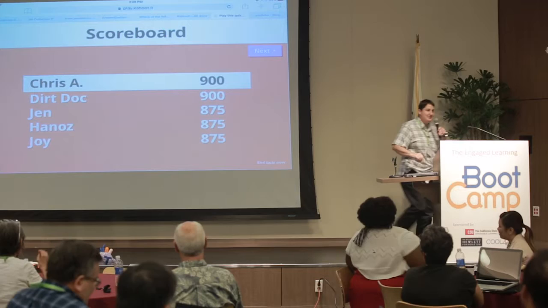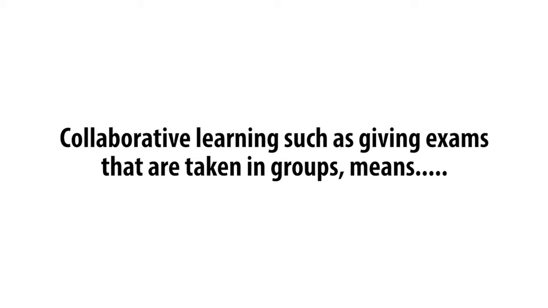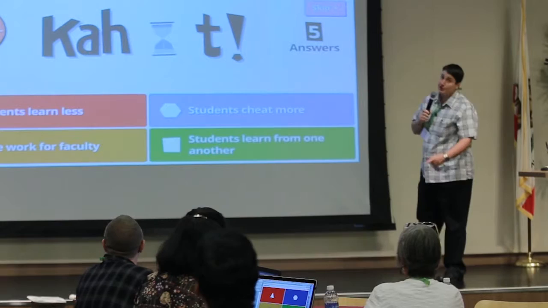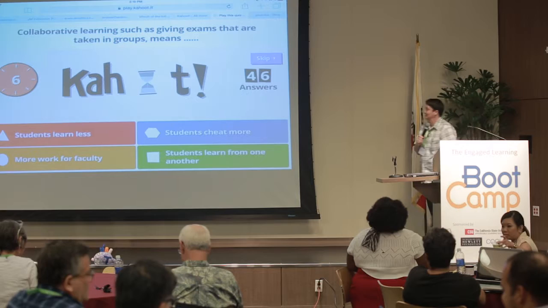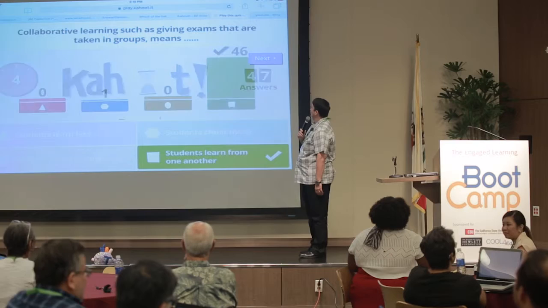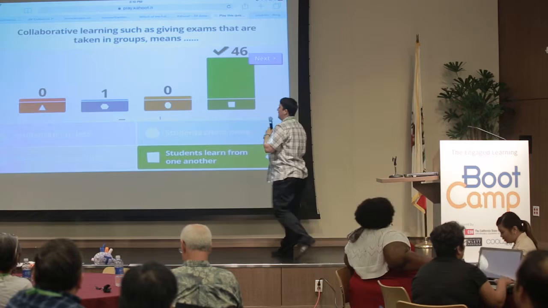Okay, so are you ready for the next one? All right, here we go. Collaborative learning, such as giving exams that are taken in groups, means students learn less, students cheat more, more work for faculty, or students learn from one another. Your time is going. 11, 8, 7, tick, tick, tick. Time is up. Woohoo! All right, that's very good. 46 people got that correct.